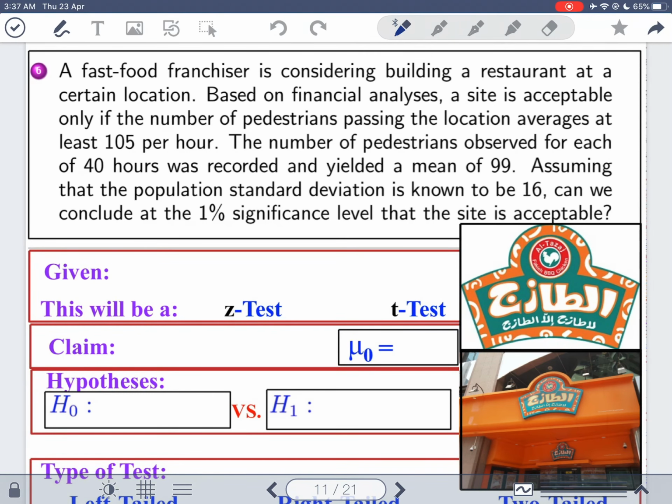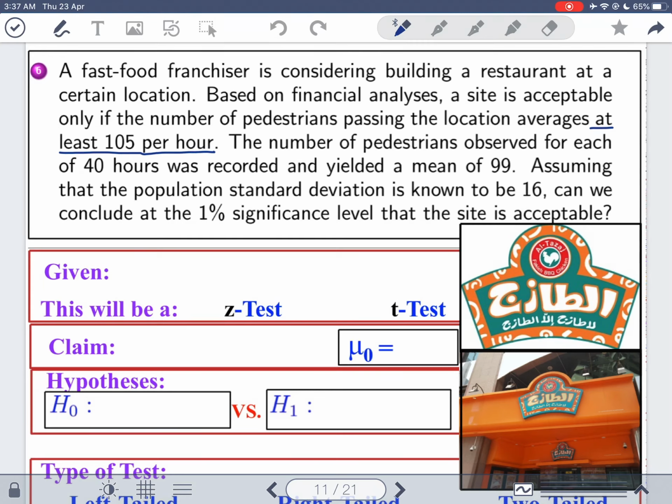A fast food franchisor is considering building a restaurant at a certain location. Based on financial analyses, a site is acceptable only if the number of pedestrians passing the location averages at least, so we need it to average at least 105 per hour.